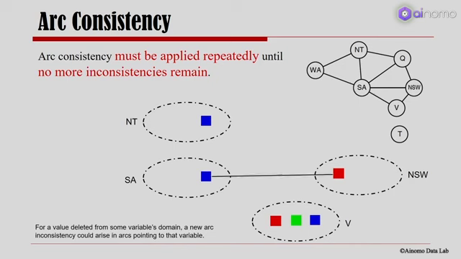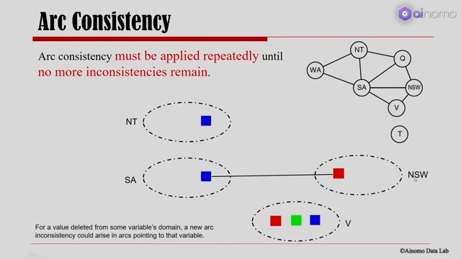But then if we have realized this, earlier the arc between V and NSW was consistent, but because of deletion of blue, if I now pick up red this side, I will have inconsistency because I will have no legal value for NSW available. And therefore, to maintain arc consistency, I need to delete red from here. And then I have enforced arc consistency between NSW and V one more time. This has to be applied repeatedly until I have no more inconsistencies in the constraint graph.